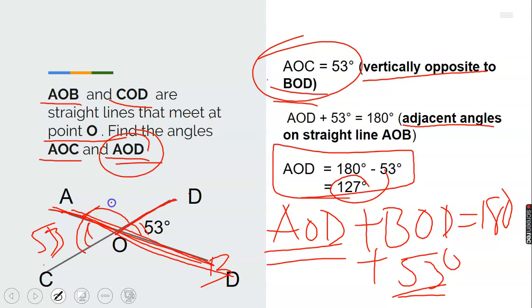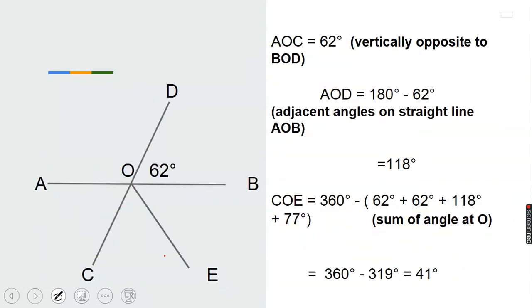Now, look at this place. AOD is vertically opposite to what? BOC. Now, if here is 127, here also will be 127 degrees. That is that on that example. Example 2. We have to calculate other angles that we have here.